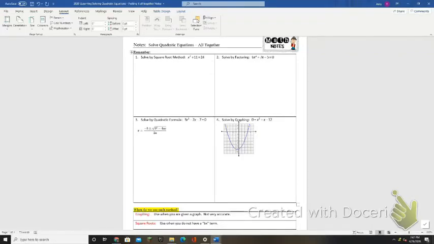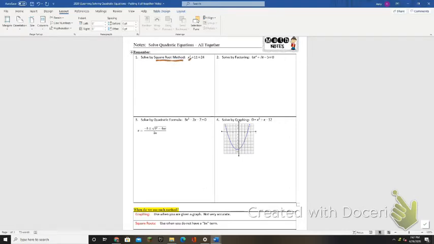Today we're going to solve quadratic equations in 4 different ways. You guys really have to pay attention to the directions so that you know which method to use. The first set of directions say solve by the square root method. So we are going to have to isolate the squared term when we use the square root method.